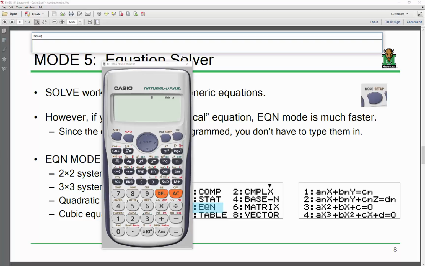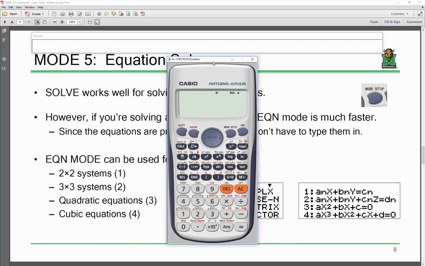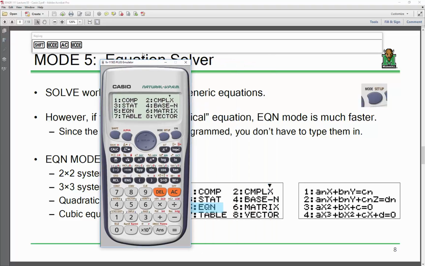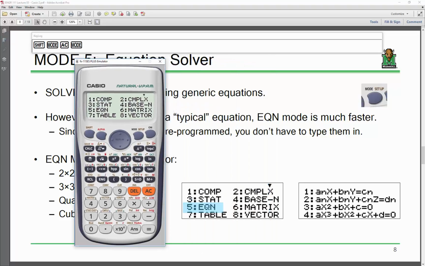Now the way that you go into equation mode is to hit the mode button. Right next to the D-pad, we have setup, which is what we explored last time. If we go to shift and then setup, this is where we can convert between degrees and radians and scientific notation and things like that. I'm going to hit AC to get out of that. But if you just hit the mode button, it brings up a different menu that should look something like you see down here.